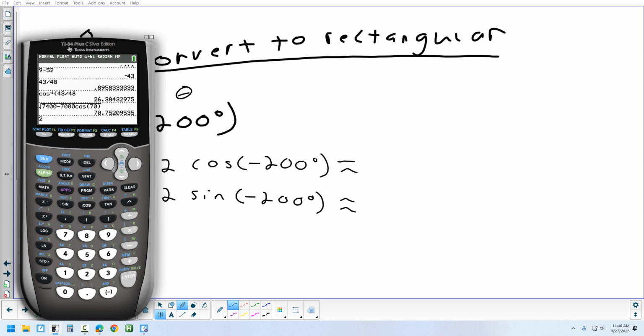So 2 cosine negative 200, and before I hit enter, I need to check something. Change it to degrees. I am not in radians. I am in degrees in this problem, so make sure your calculator is in degrees. Okay, so we got that, and we get about negative 1.80.